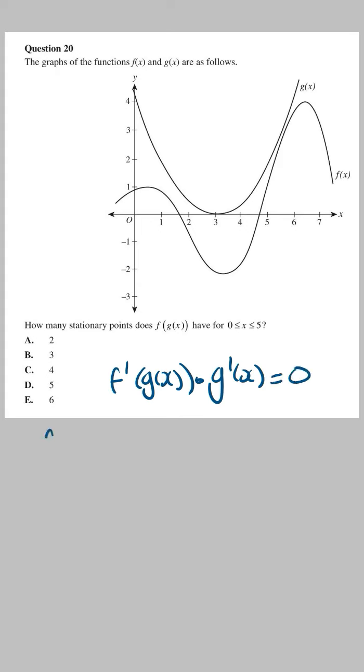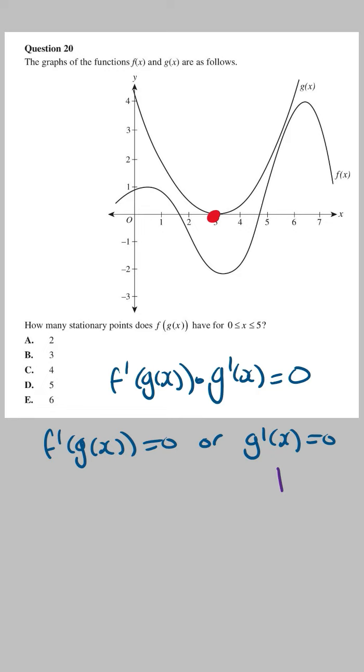From here, we can say that f dash of g of x has to equal 0, or g dash of x has to equal 0. Now, the number of stationary points is going to be the number of x values where either of these equations is true. The easier one is g dash of x equal to 0. This is basically where the graph of g of x has a turning point. Looking at the graph, we can see that there's only one point where g of x has a turning point. And so there's only one x value where g dash of x will equal 0.